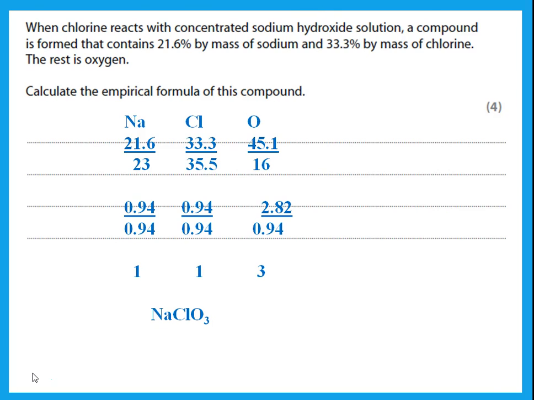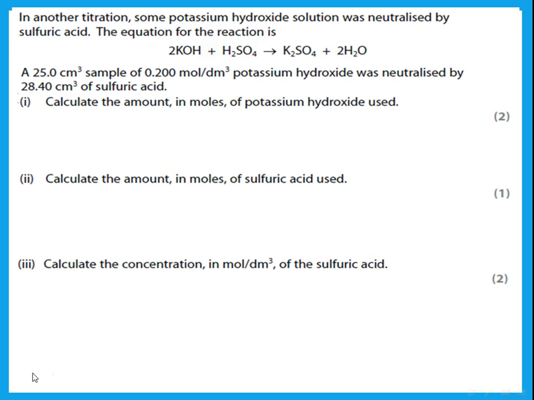Do we understand that? In another titration, some potassium hydroxide solution was neutralized by sulfuric acid, and he gives you the equation. 25 centimeter cubed sample of 0.2 mole per decimeter cube potassium hydroxide was neutralized by 28.4 centimeter cubed of sulfuric acid. And the first question says calculate the amount in moles of potassium hydroxide. So I need to get number of moles of potassium hydroxide. What does he tell me about potassium hydroxide? He says I have 25 centimeter cubed, that's volume. 0.2 mole per decimeter cubed, that's concentration.